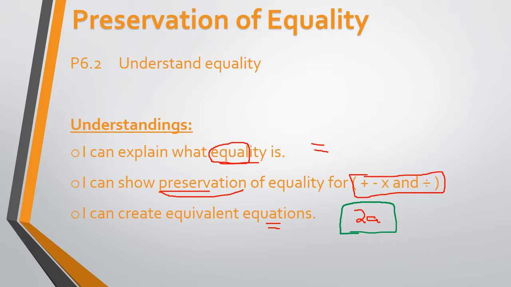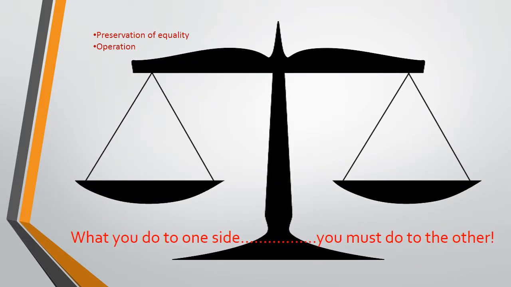But if I said 2p equals 10, well, that's something we can actually figure out. It has an equal sign, and so we can use preservation of equality, what we're going to learn in P6.2, to figure out that p is actually equal to 5. Okay, so let's find out how.